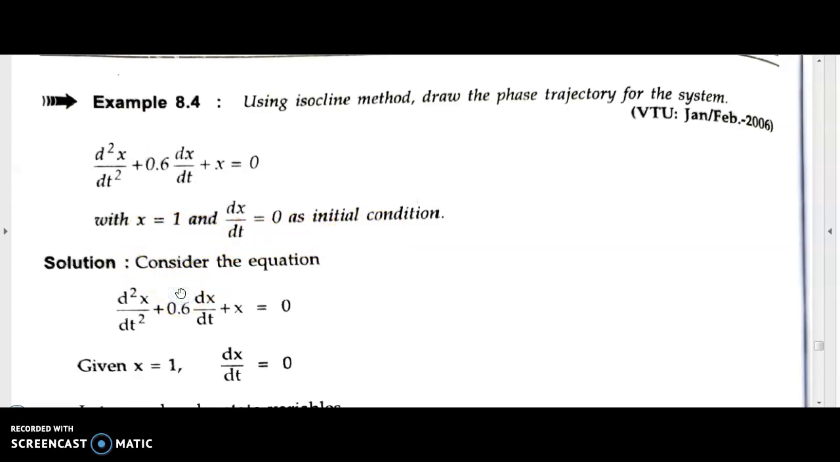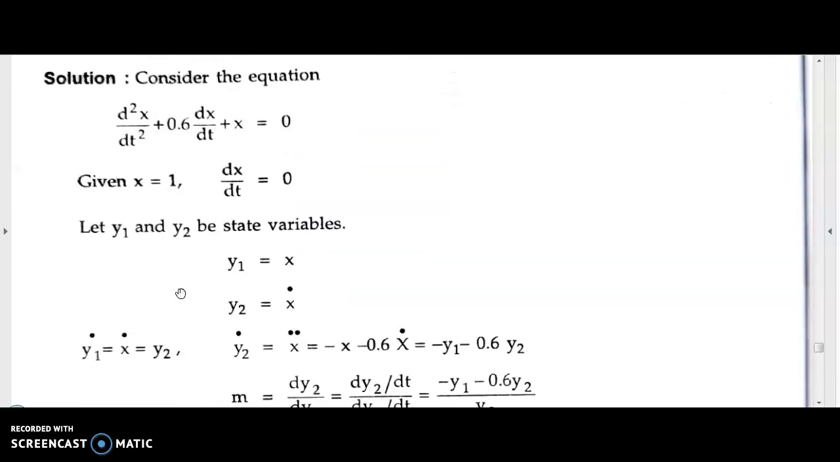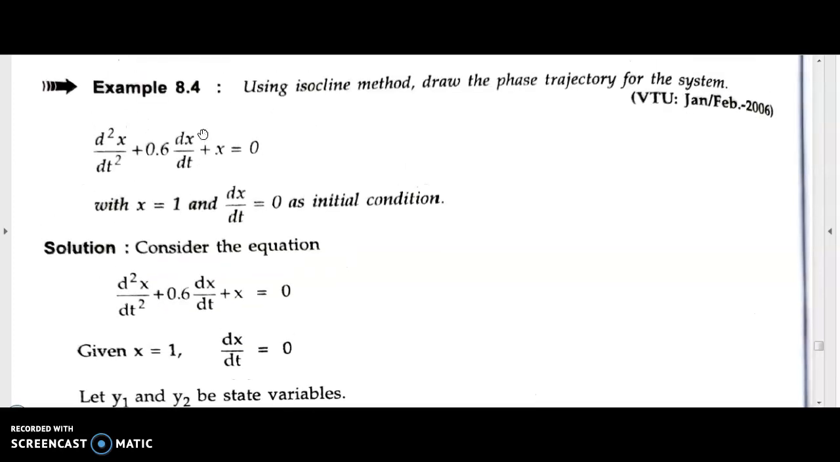Consider the given equation. Put the first variable y1 and y2, here reversed. In the problem they have given differentiation of the x term. So here you have to take the variables x equal to y1, this is y2, and this is y dot, reversed. Previously you studied d²y/dt², dy/dt and y, where y is equal to x1. But here you have to take exactly reverse variables. Here they have taken x, dx, d²x, differentiation of x. So here x is equal to y1, this is y2, and this is y dot.